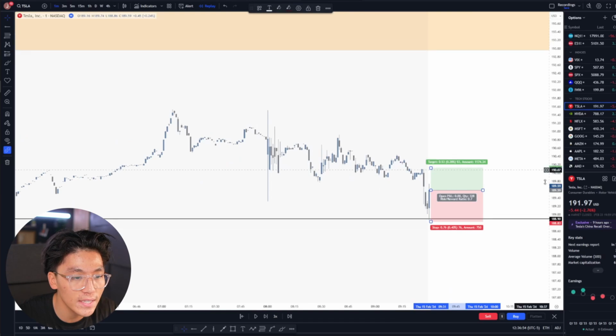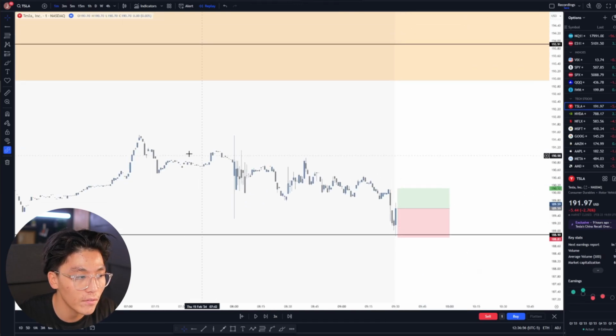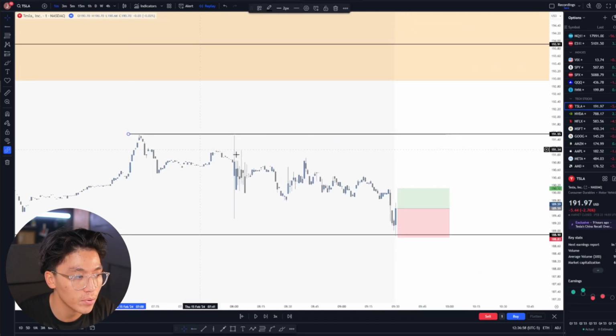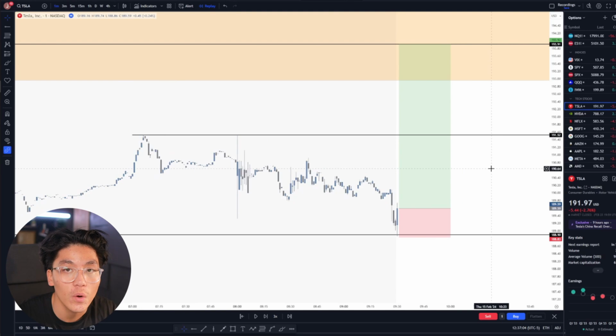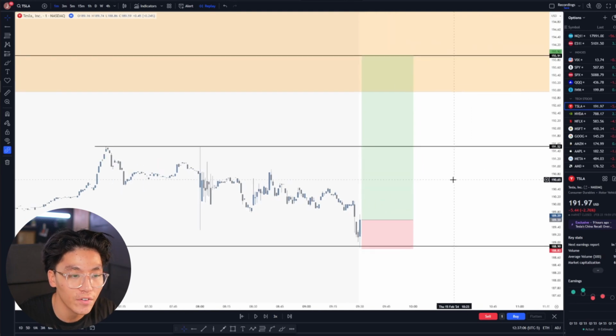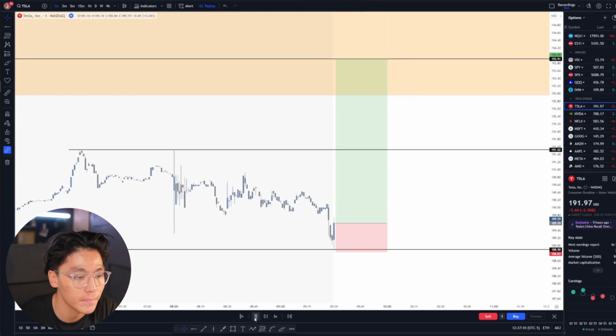My targets in this case: first target was pre-market high, right here, and then my second target was at the 194 level, which was that gap level on the daily time frame. So we'll play the tape here.